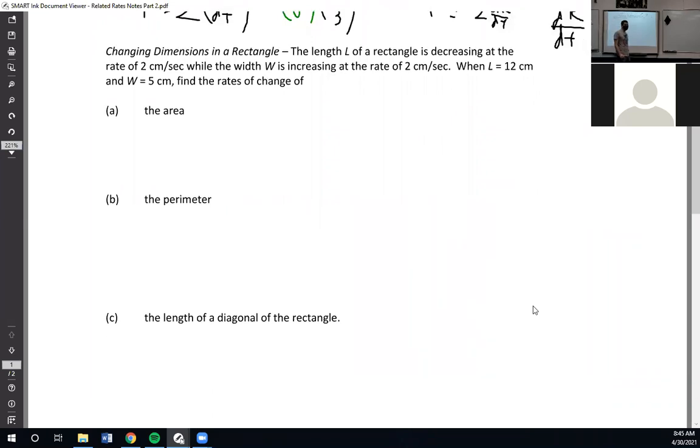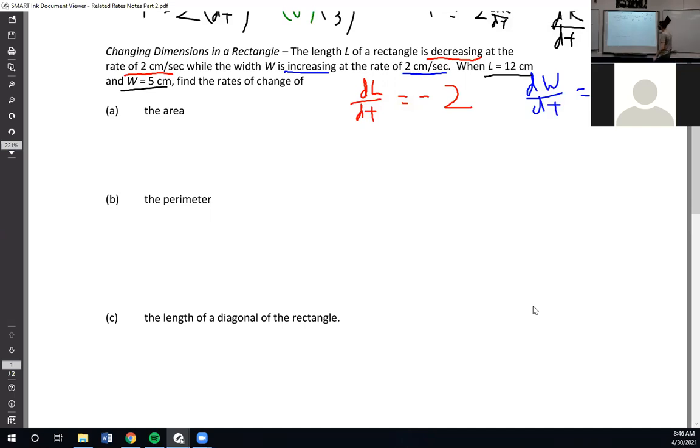I'm going to start by writing out all the information and then letting you try it for a little bit. So first one, the length L is decreasing at a rate of 2 centimeters per second. So since it's decreasing, dL/dt equals negative 2 centimeters per second. And W is increasing at a rate of 2 centimeters per second. So dW/dt equals a positive 2. And then L is 12 and W is 5. So I'm going to pause here and let you try it.